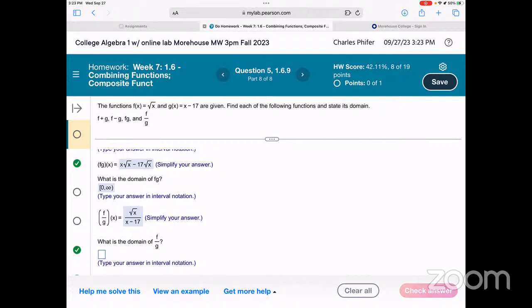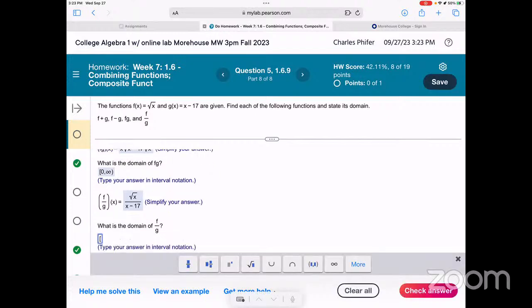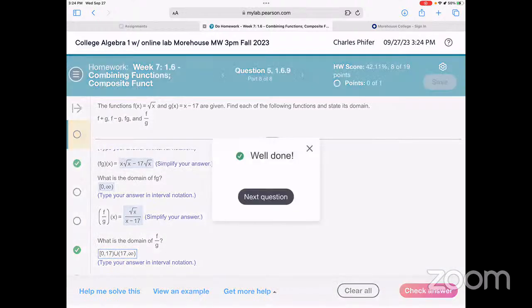So we're going to say square bracket 0 to 17, since we don't want 17, we use a parenthesis, then we're going to say union, again, parenthesis 17 to infinity. Infinity always gets a parenthesis in this context.